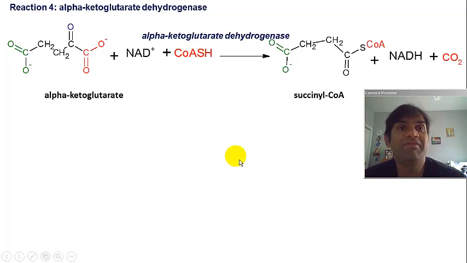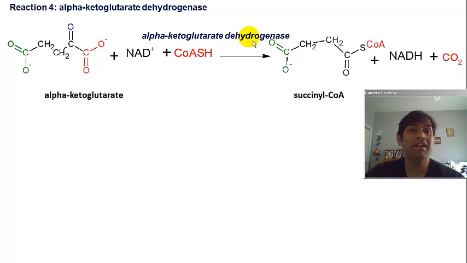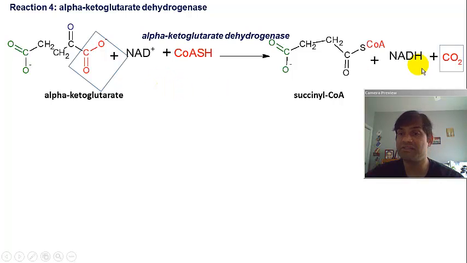Reaction 4 of the TCA cycle is alpha-ketoglutarate dehydrogenase. So anytime you see these dehydrogenases, you have to really think oxidation reduction. And for the most part, what gets reduced is NAD plus to NADH. Not all the time, but a majority of the time the dehydrogenases generate NADH. So what is happening here? In this reaction, we have this terminal COO minus get decarboxylated to CO2, so it's an oxidative decarboxylation reaction.